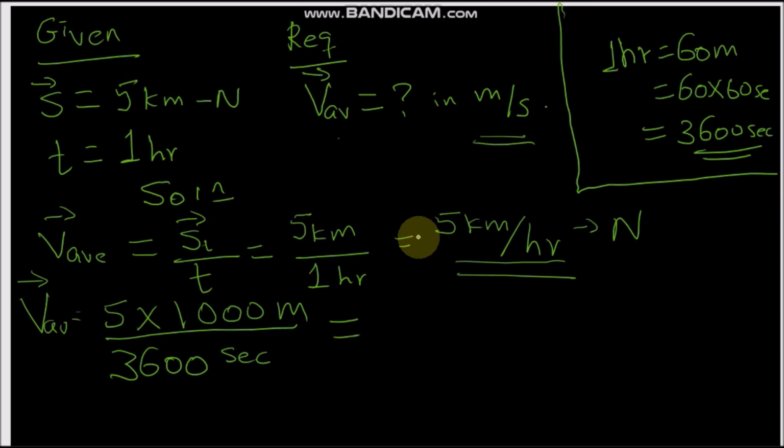So 5000 meters over 3600 seconds is equal to around 1.39 meters per second.